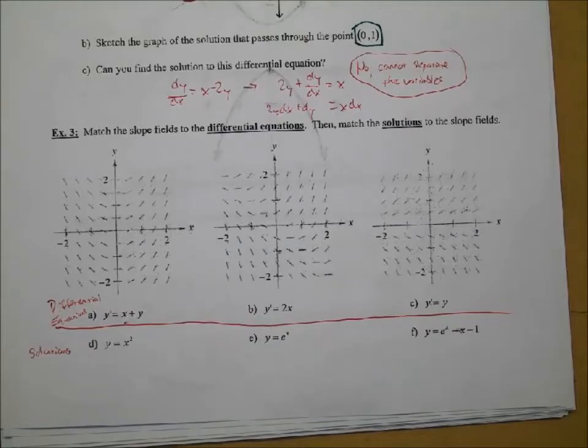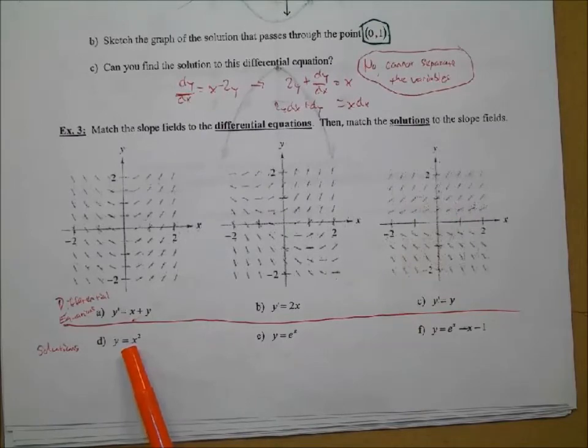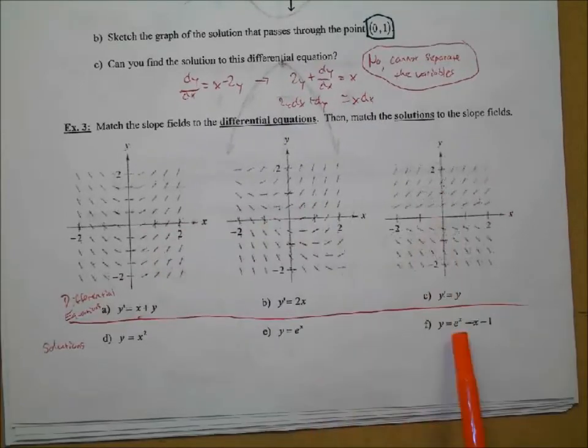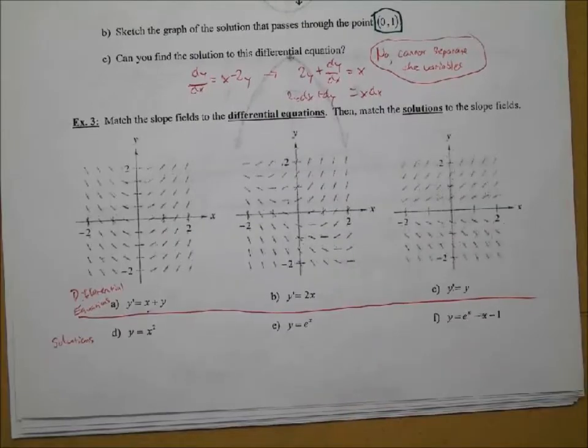Which one of these 3 slope fields will produce a curve that looks like y equals x squared? Which one will produce a curve that looks like y equals e to the x? And which one will produce a curve that looks like y equals e to the x minus 1? So go ahead and take a look at that, try and figure it out, and we'll see how it goes here.